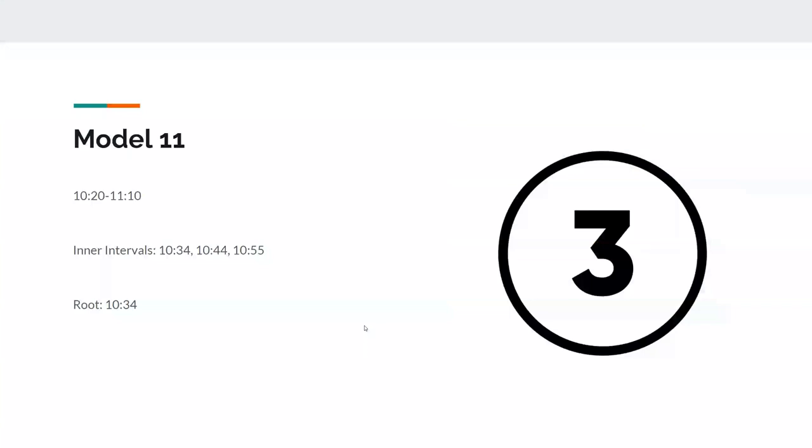book. It begins at 10:20 to 11:10 New York Eastern Standard Time. The inner intervals are 10:34, 10:44, and 10:55. The root candle is 10:34. Binary to decimal conversion, this stands for 3. The whole theory is based off 369 as stated in the book, the circle of 9.